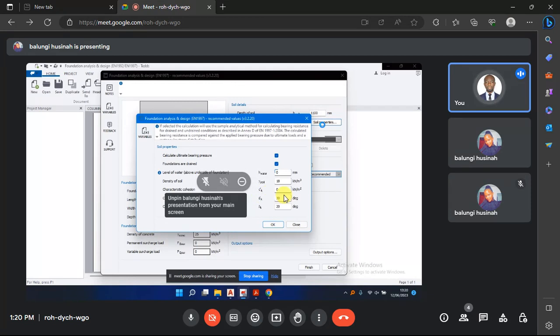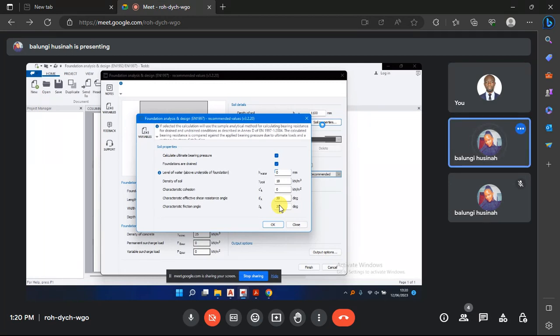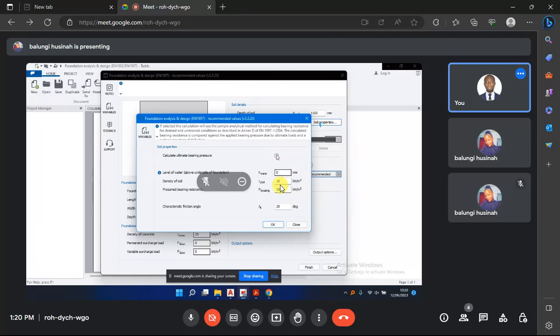So now if you have done a geotechnical test, that's where you determine these parameters. If you have done this test, you first untick the first option, calculate ultimate bearing pressure. If you have done DCP, you can enter the bearing capacity immediately. I think where there is 200.